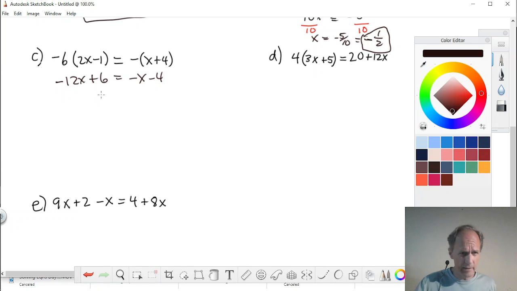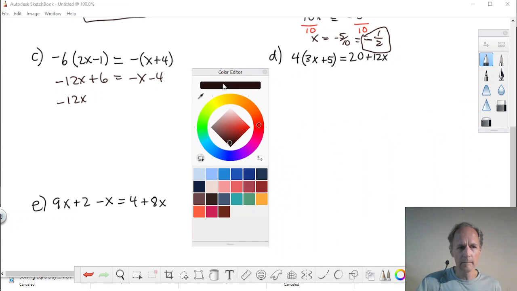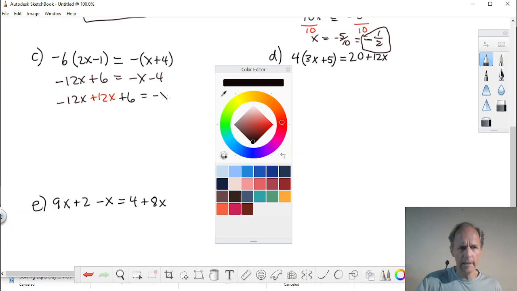Get the x's by themselves. Now, if we bring the negative x over to this side, we'll be adding x, but this will still be negative. So we might add 12x to both sides instead. Adding 12x, since this is a negative 12x, adding 12x will cancel it out. So we're going to say negative 12x plus 12x, and then plus 6 equals negative x, and both sides have to have the plus 12x, and the minus 4 is still there.